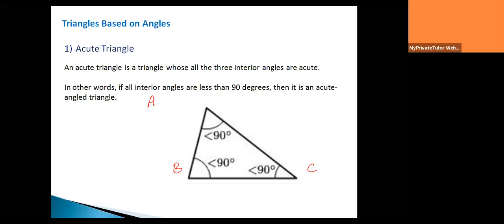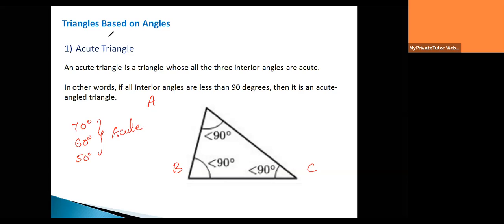All the angles must be less than, each angle must be less than 90 degrees. Yes, Sultan. Yes, Anna. Good. Okay, so if I give like 70, 60, which one? The other one is going to be 50. So is it an acute triangle? It is an acute triangle because each of the three angles is less than 90 degrees. So it is an acute triangle.